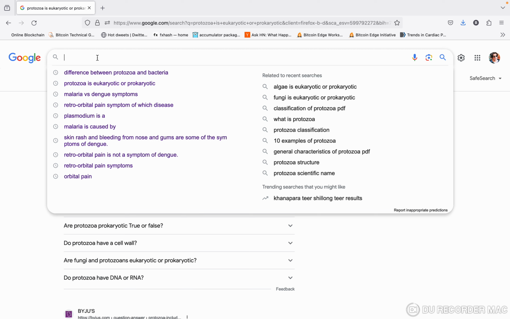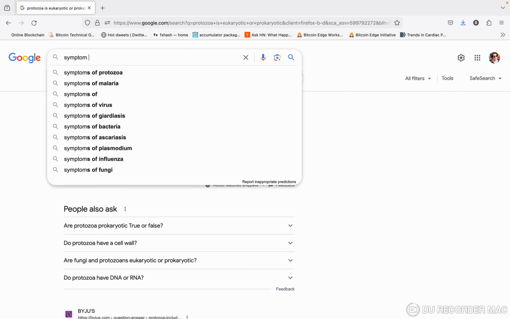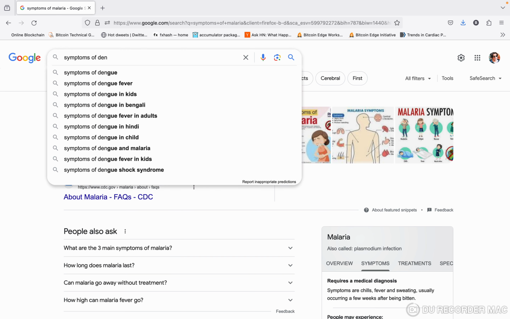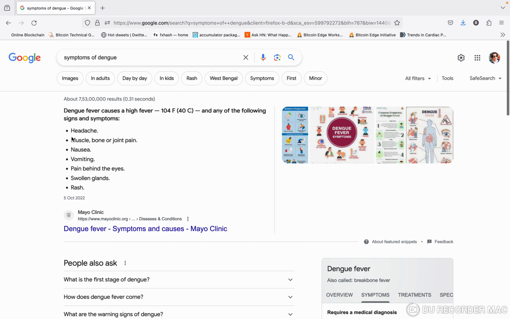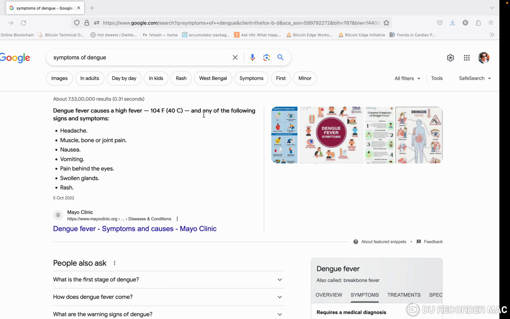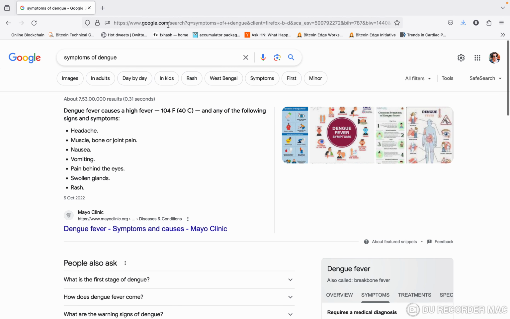Let me check the symptoms of malaria. In malaria, flu-like symptoms including shaking chills, headache, muscle pain. Dengue: we have headache, muscle, bone, joint pain, nausea, vomiting, pain, swollen glands, rash. So here no mention of bleeding. Bleeding from nose and gums are some of the symptoms. Okay, that's why it is wrong. But retroorbital pain, I don't know. I think that happens in dengue. That's why that option.